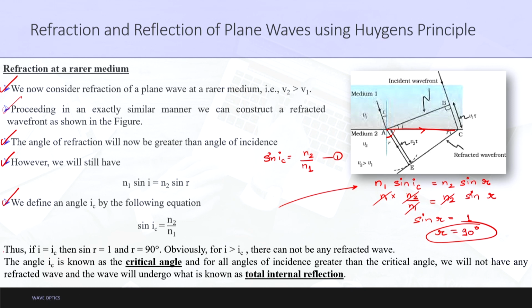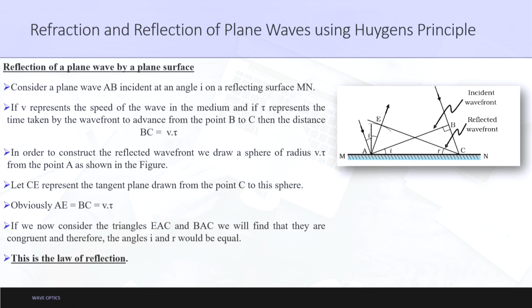This is the final conclusion of this point. Let us move on to the next slide. Now the refraction concept is completed. Just to make a brief about the refraction concept, we started with refraction at a denser medium. In that chapter, first of all we made an incident wavefront, and we made a refracted wavefront. Then finally what we got is Snell's law of refraction, that is n1 sin I is equal to n2 sin R. Then we did the same thing for refraction at a denser medium.